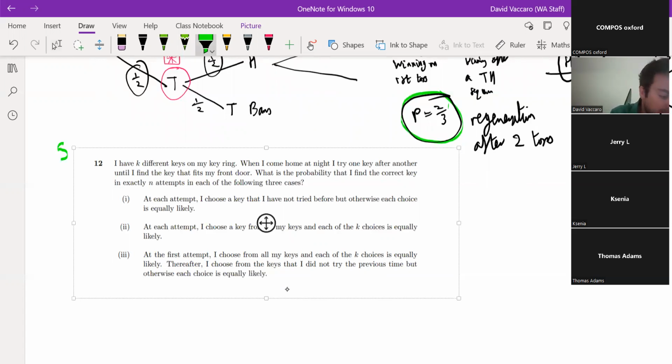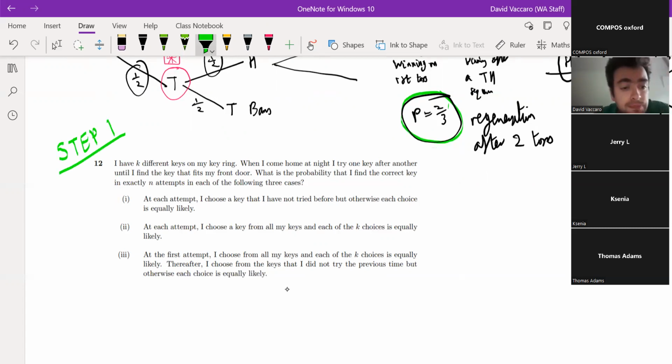This is from a STEP 1 paper. Can't remember exactly what year. It says, I have k different keys on my key ring. When I come home at night, I try one key after another until I find the key that fits my door. What is the probability that I find the correct key in exactly n attempts in each of the following 3 cases? In part I, at each attempt, I choose a key that I have not tried before, but otherwise each choice is equally likely.